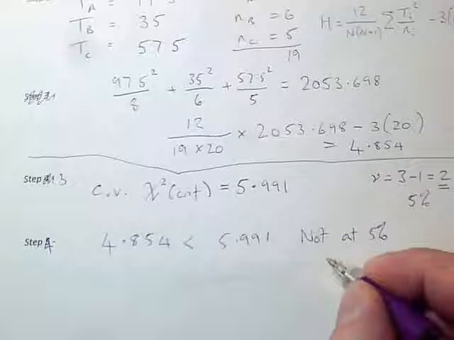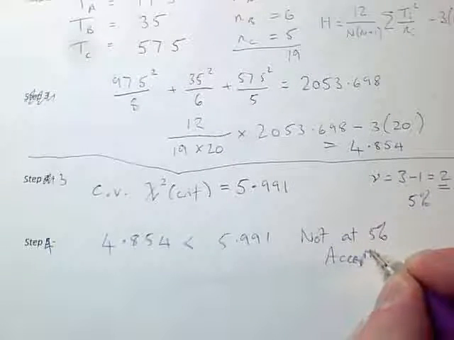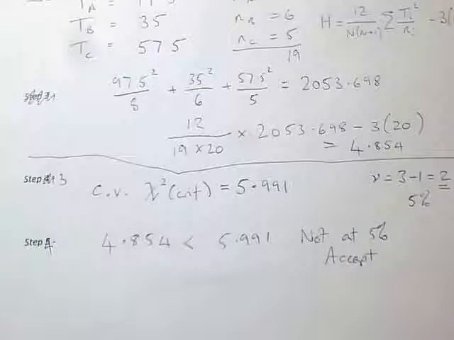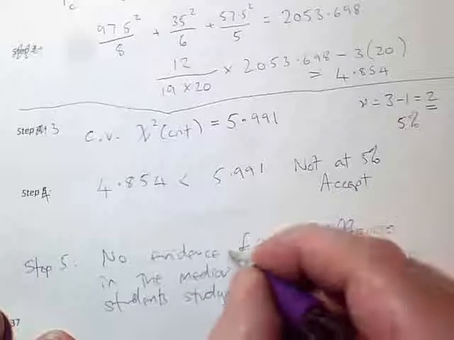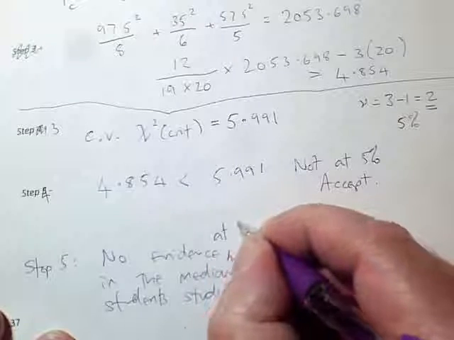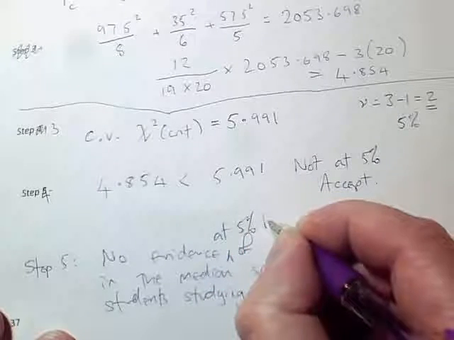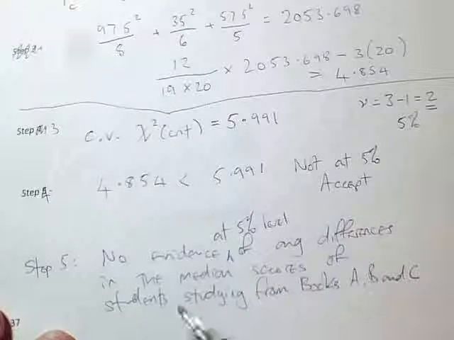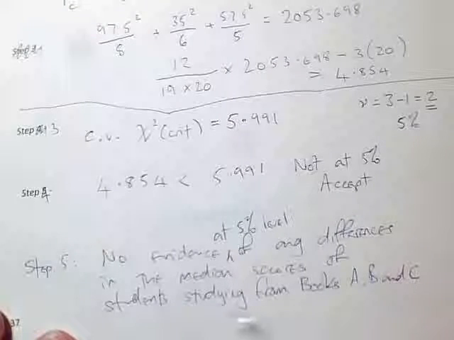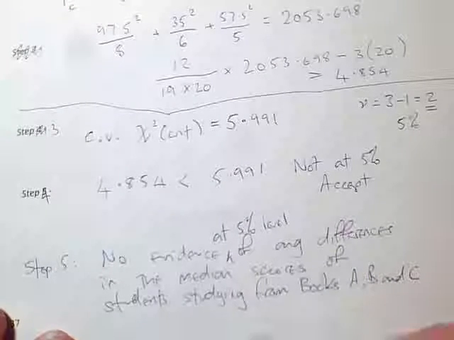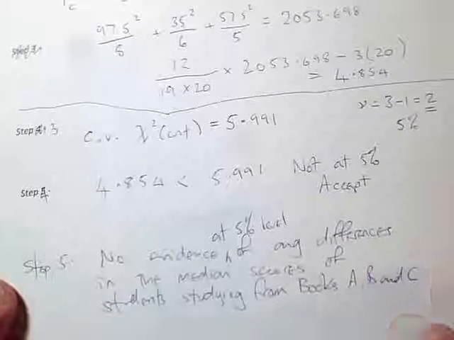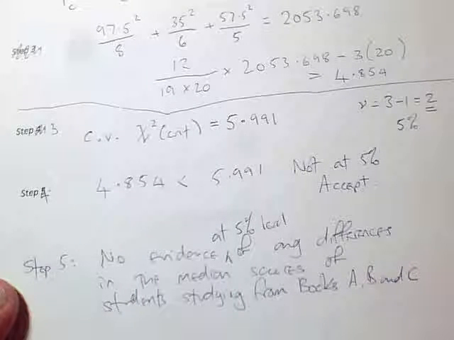So therefore we are going to be accepting H0, and our conclusion is going to be that there is no evidence, or I should say at the 5% level, of any differences in the median scores of students studying from books A, B and C. So you always come back to the context in your conclusion, and that does for that particular test.